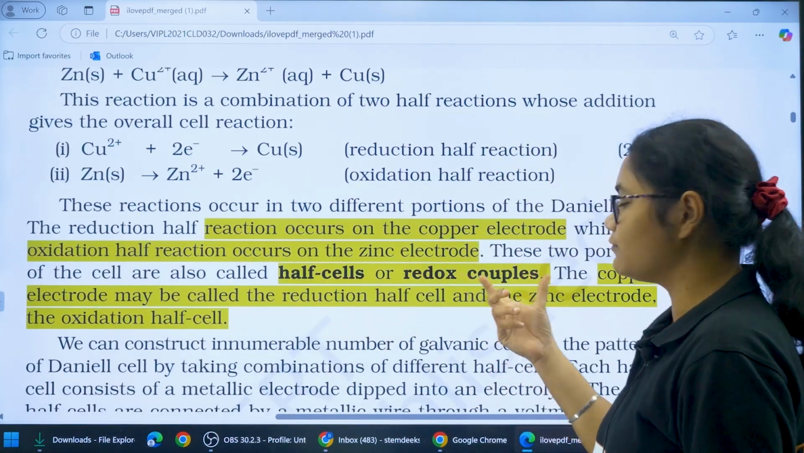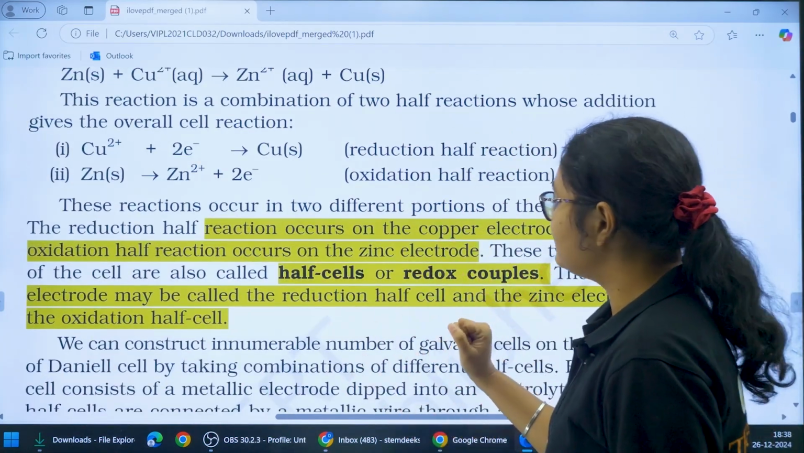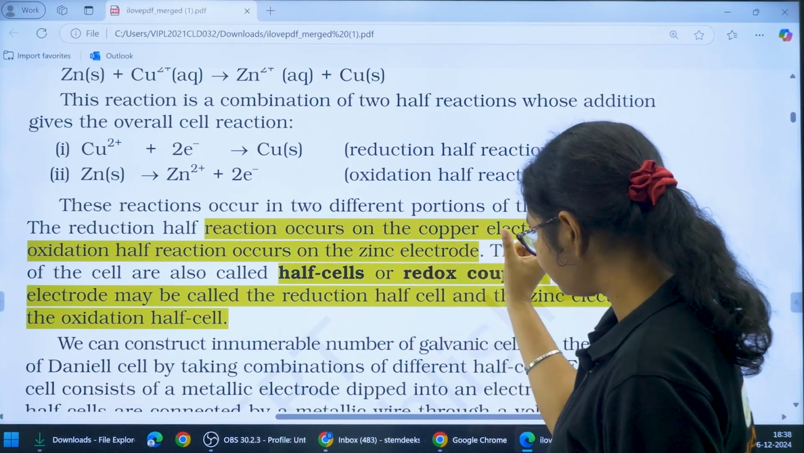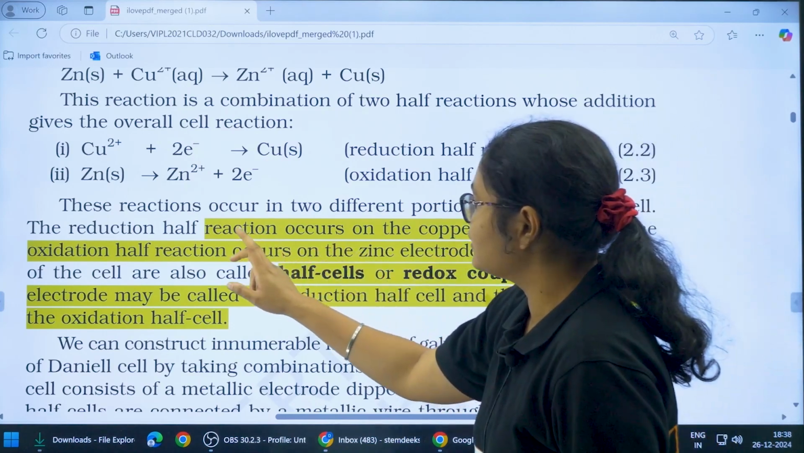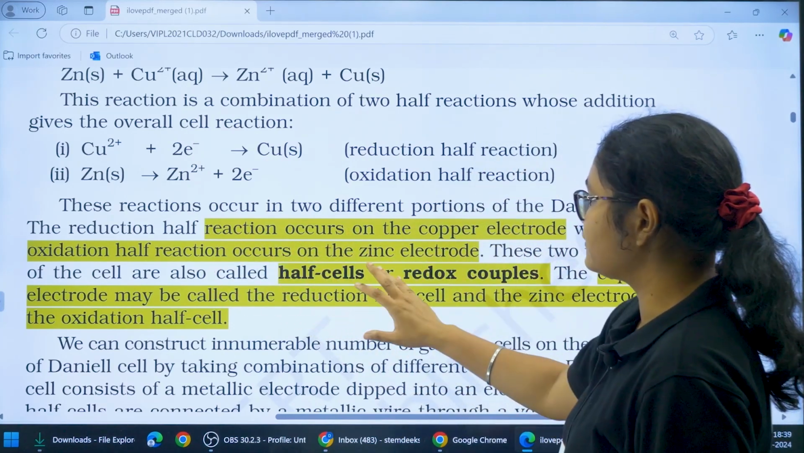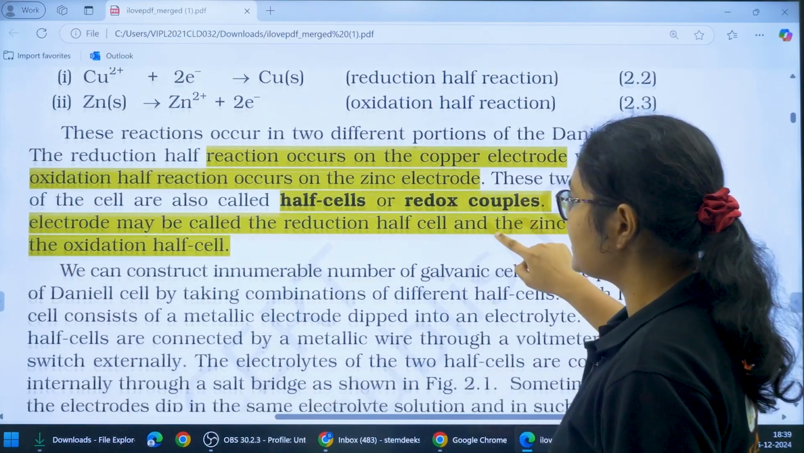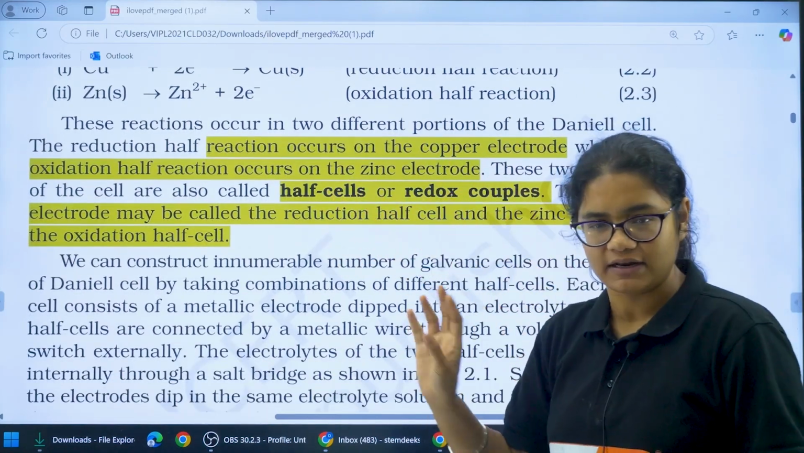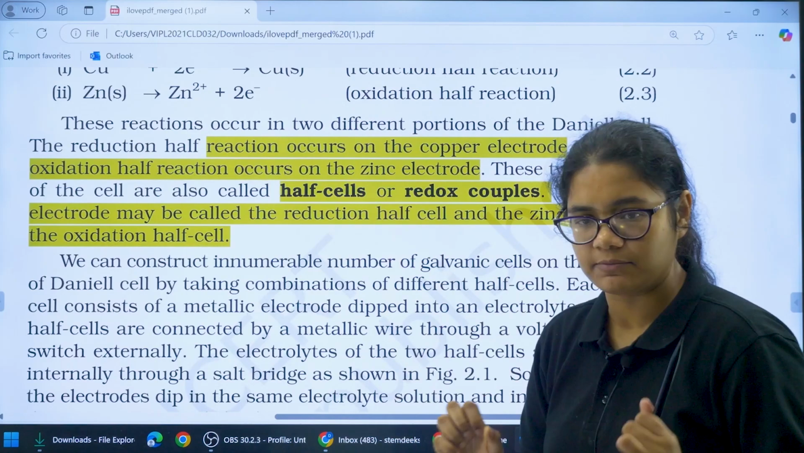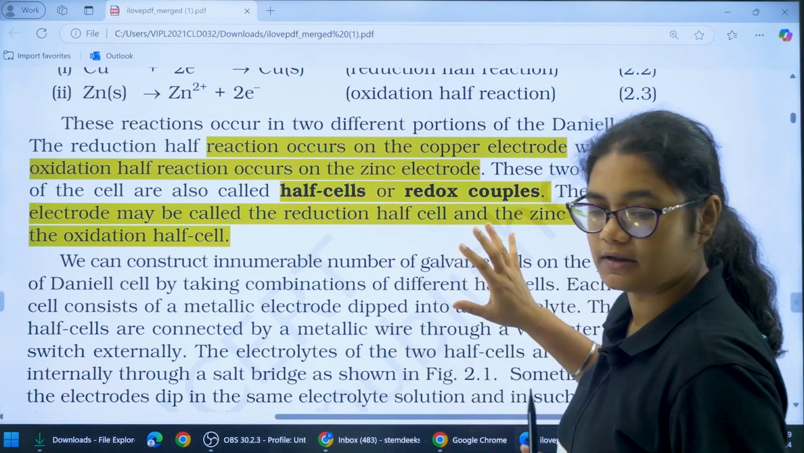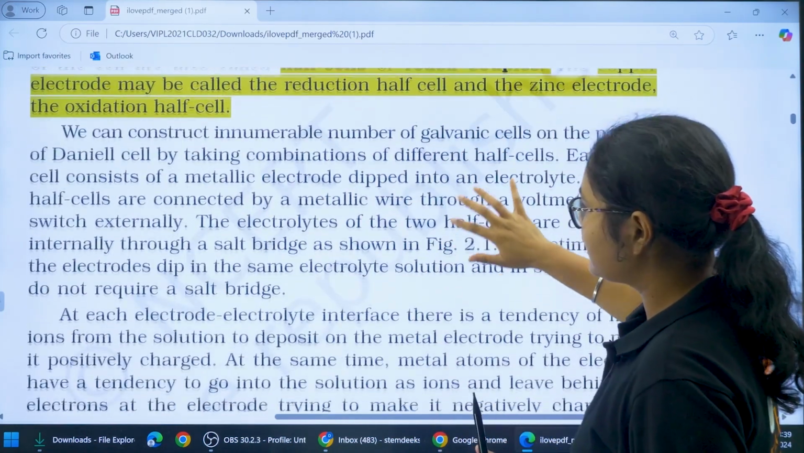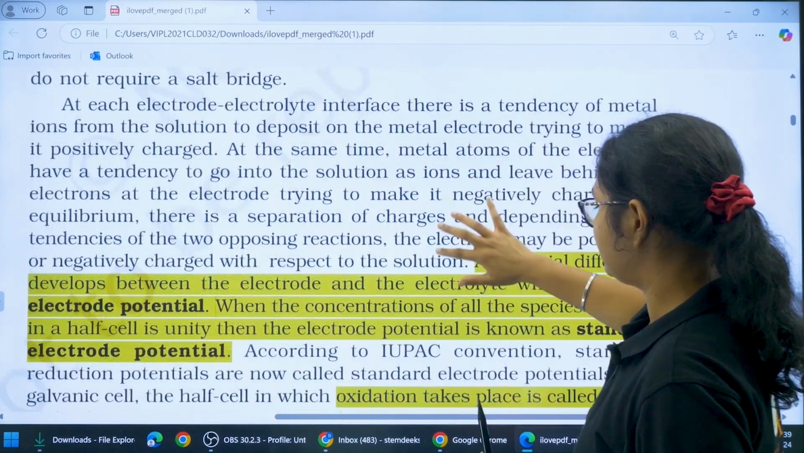Then what is half cell, what are redox couples, then you have the copper reaction, the reduction half is the copper and the oxidation half is zinc. Then these are all things that you should just read, no questions can be framed from here. So you need to read this part in detail. Now if I go forward, here also we don't have anything to study.